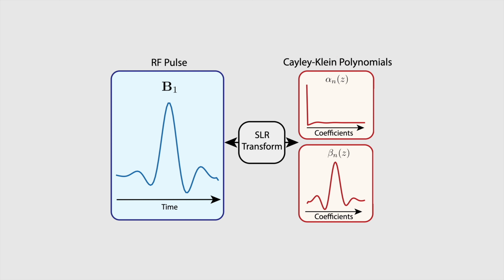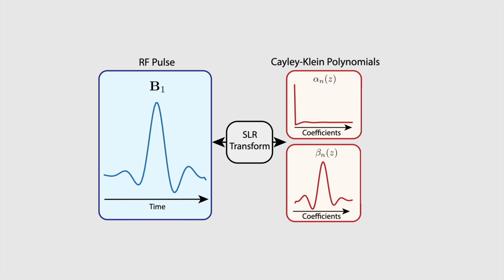Now, how is this possible? So there's two parts to the SLR algorithm. The first part transforms an RF pulse to a pair of polynomials. The two polynomials represent the so-called Cayley-Klein parameters, which are used to represent rotations. Now this transform is invertible, and it basically converts a highly nonlinear pulse design problem to a polynomial design problem. So this part is good.